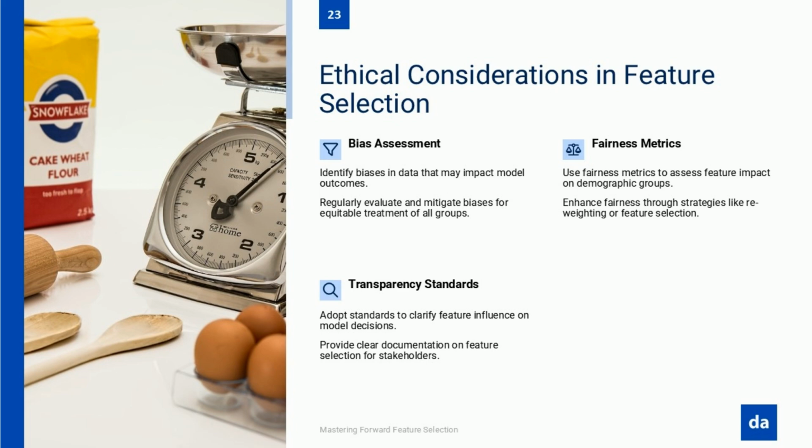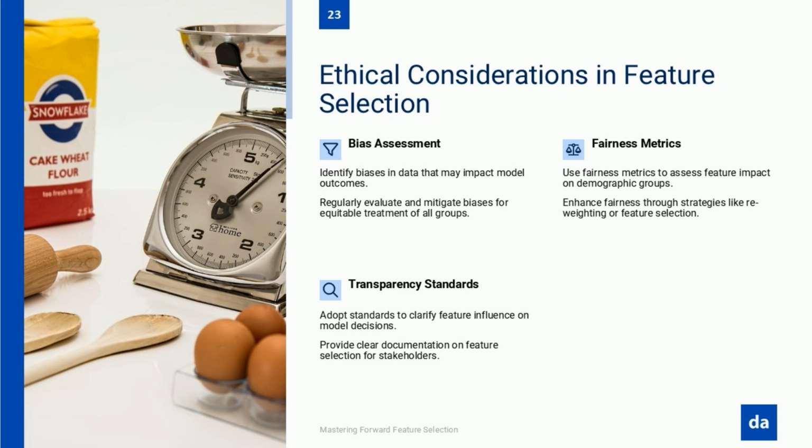When people know that an AI model is selecting features fairly and transparently, they're more likely to trust its decisions. And as AI continues to shape industries, this trust is going to matter more than ever. But what's next for feature selection? AI is evolving, and so are the techniques we use to optimize models.